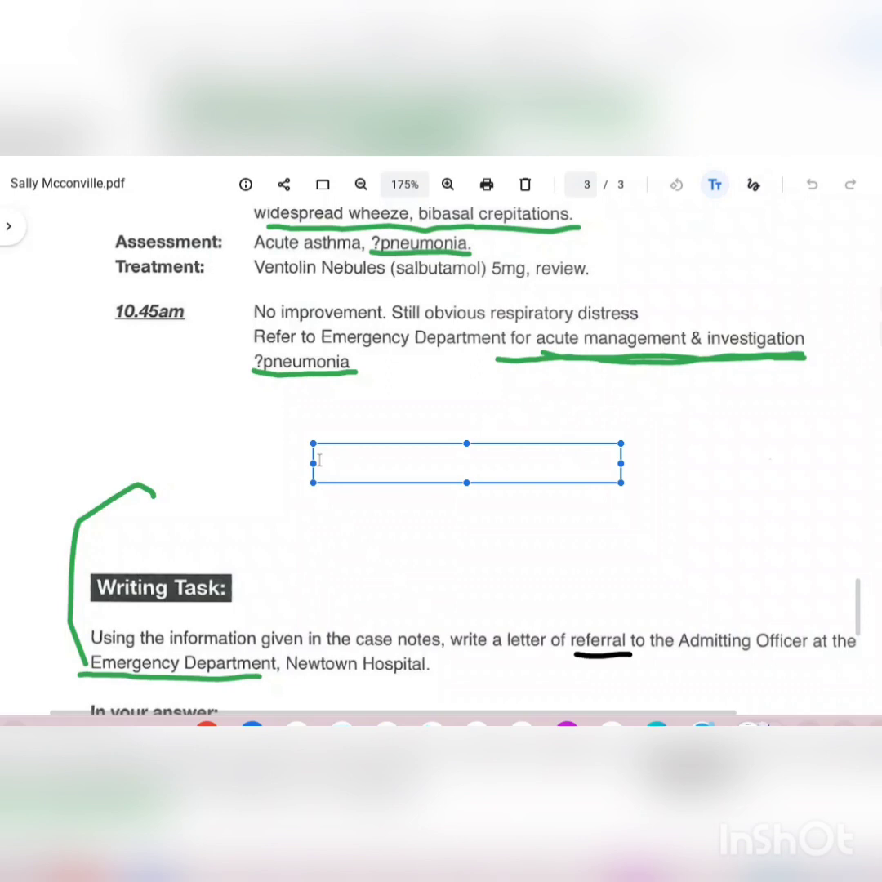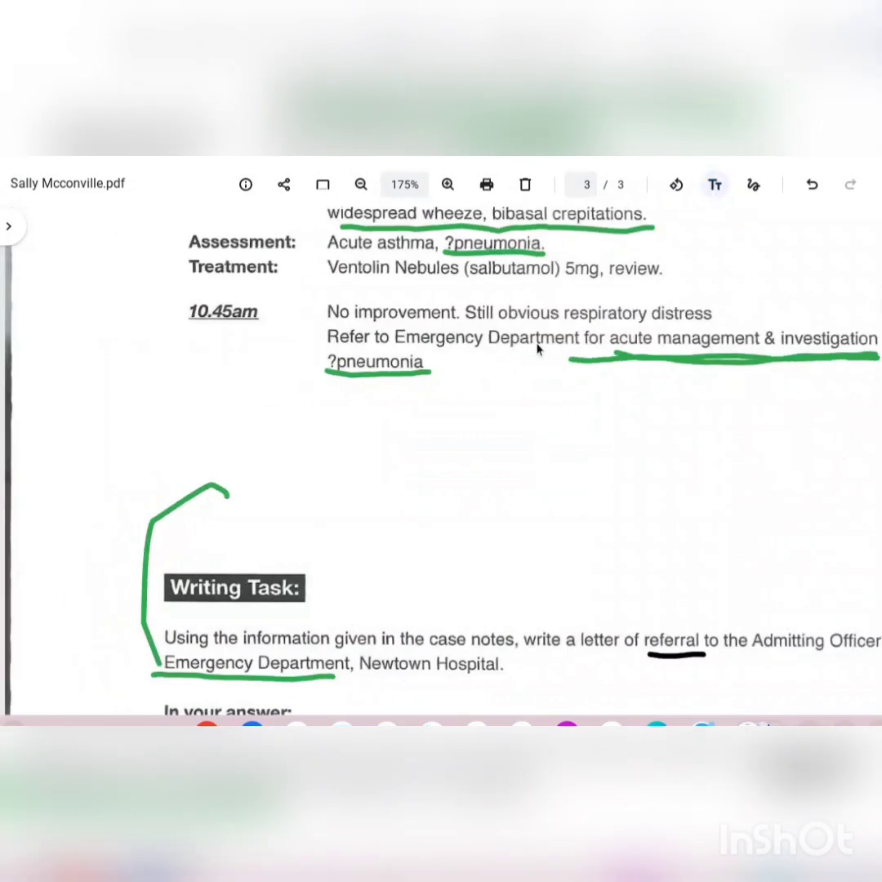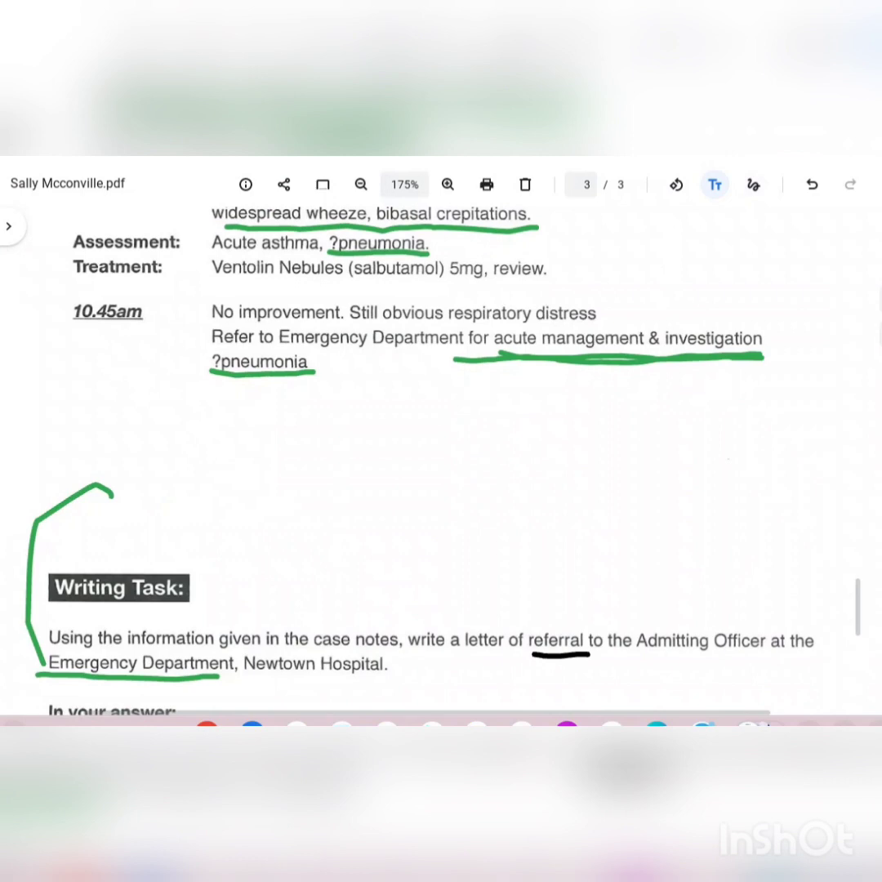Okay, let's try here. Okay, so sorry, let's try. All right.